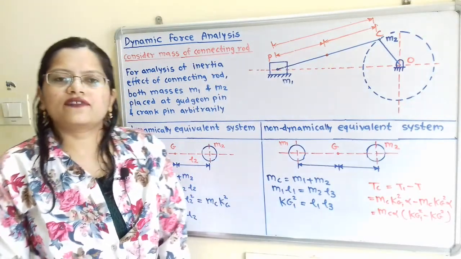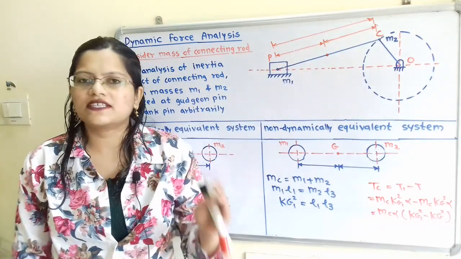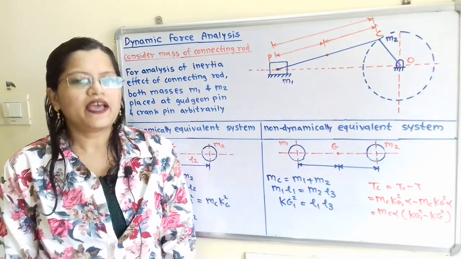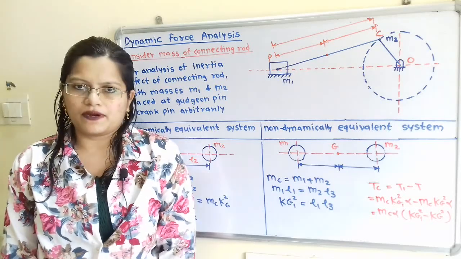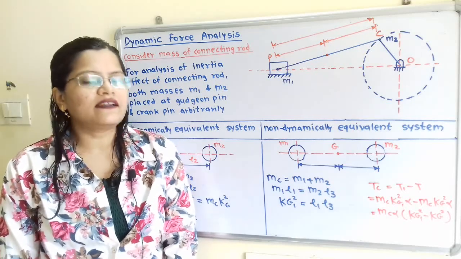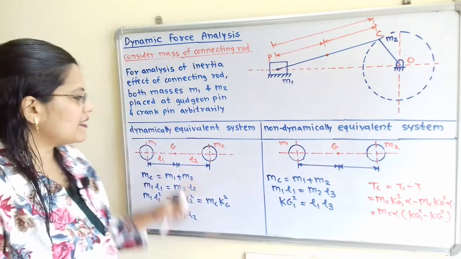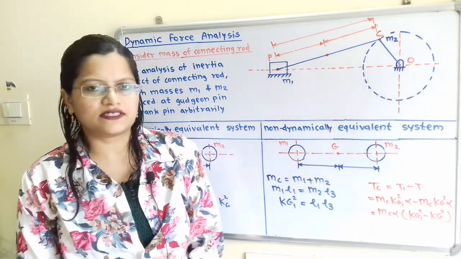Now because of these masses placed arbitrarily at these two points, this system will become a non-dynamically equivalent system, and for that we have to apply the correction couple. So how to apply the correction couple? For that we will understand the difference between a dynamically equivalent system and a non-dynamically equivalent system.